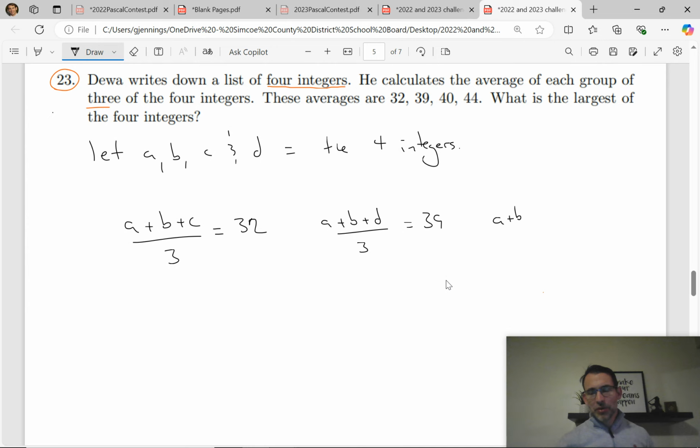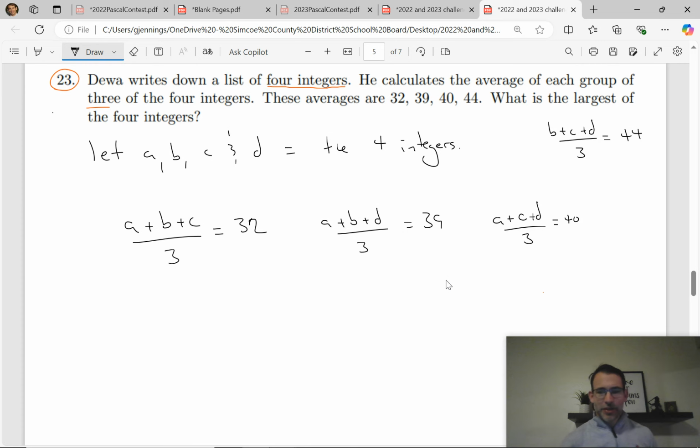Plus, I was just going to write B. Oh, man. Not only do I run out of space, but I don't write the right thing. A plus C plus D divided by 3 equals 40. And do it up here because, reasons. B plus C plus D divided by 3 equals 44. Quick check. Yes, all those four groups are different.